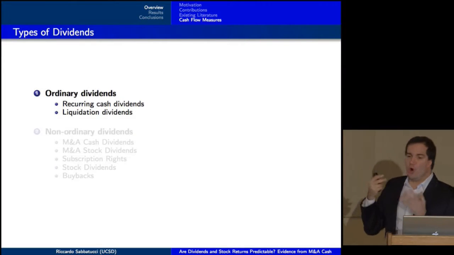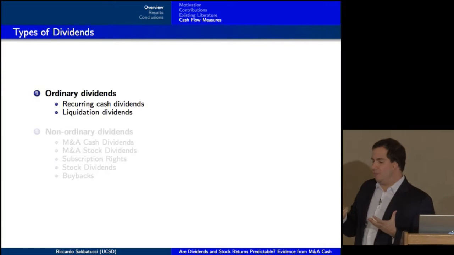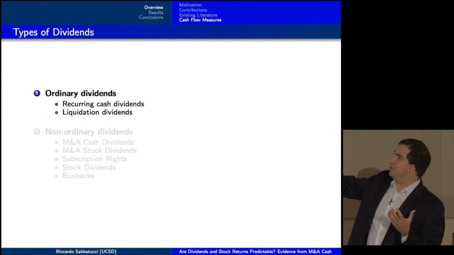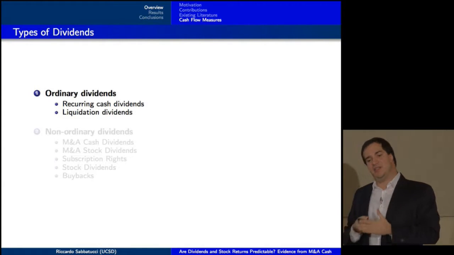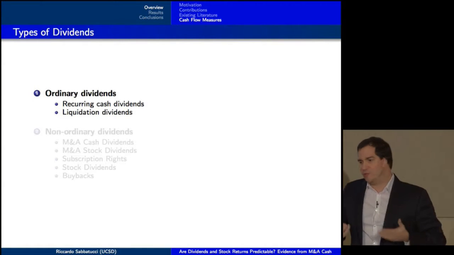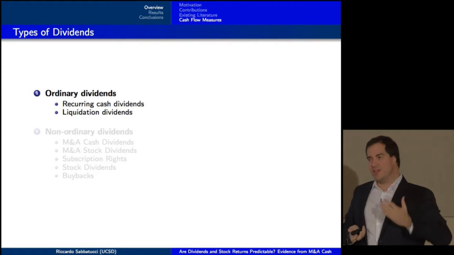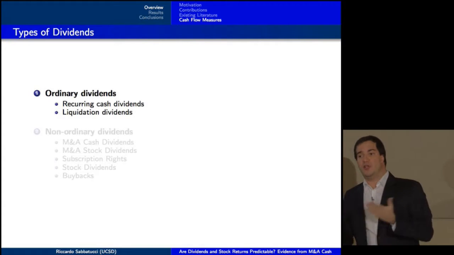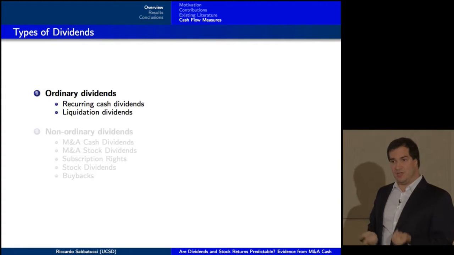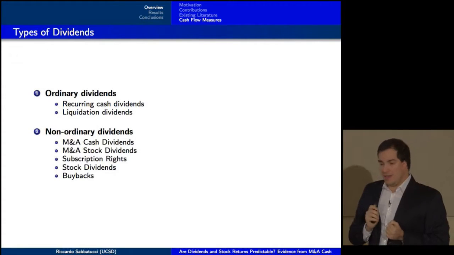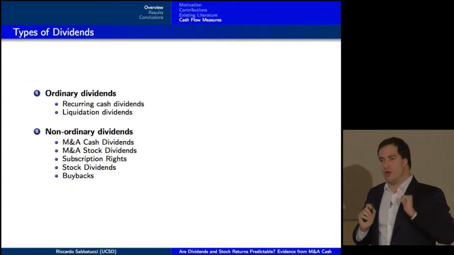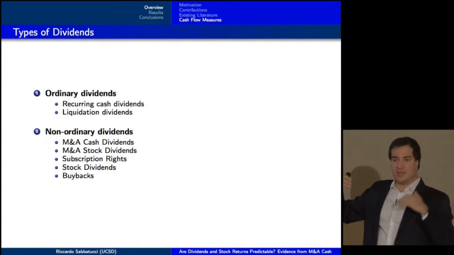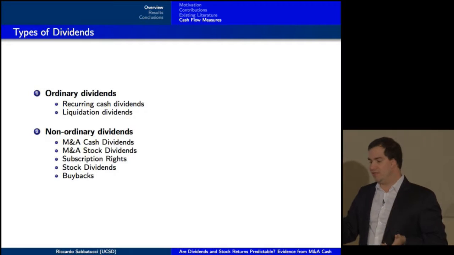So what are dividends? What kind of dividends are we talking about? CRSP defines ordinary dividends as recurring cash dividends, that is, dividends that public firms like Microsoft or Google pay every quarter or every year on a recurring basis, and liquidation dividends as well. So when a company goes bankrupt, it's a liquidation dividend and it's there. CRSP also records non-ordinary dividends as the following: M&A cash dividends, stock dividends, subscription rights, and a few others like stock dividends and buybacks.